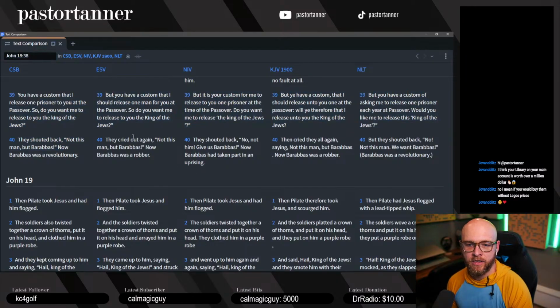So again, here you can see the comparison of revolutionary, robber, taken part in an uprising. You can see that's much more dynamic equivalent in the NIV. I like to have some dynamic equivalency in the translations I reference. Now, Barabbas was a robber, so the KJV goes along similarly with the ESV at this point. NLT: they shouted back, no, not this man, we want Barabbas. Barabbas was a revolutionary. So you have that one similar to the CSB and the NLT.